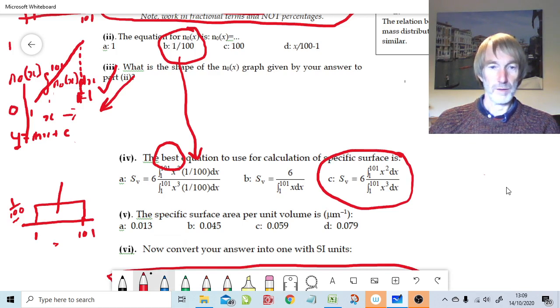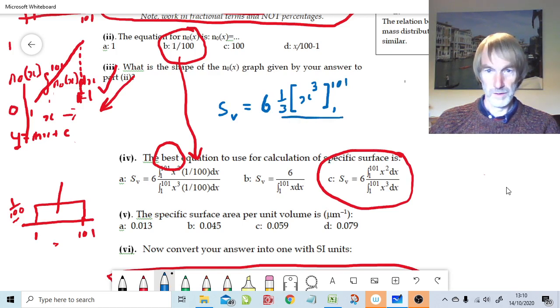I think probably best to come over to a different colour and we'll try and calculate it above, where we've created a bit of space. So SV is equal to 6, and then we have the integral of x squared. Well, that's obviously going to become x to the power 3, but we'll also have to divide by 3. So that will integrate to that with the limits of 1 to 101.